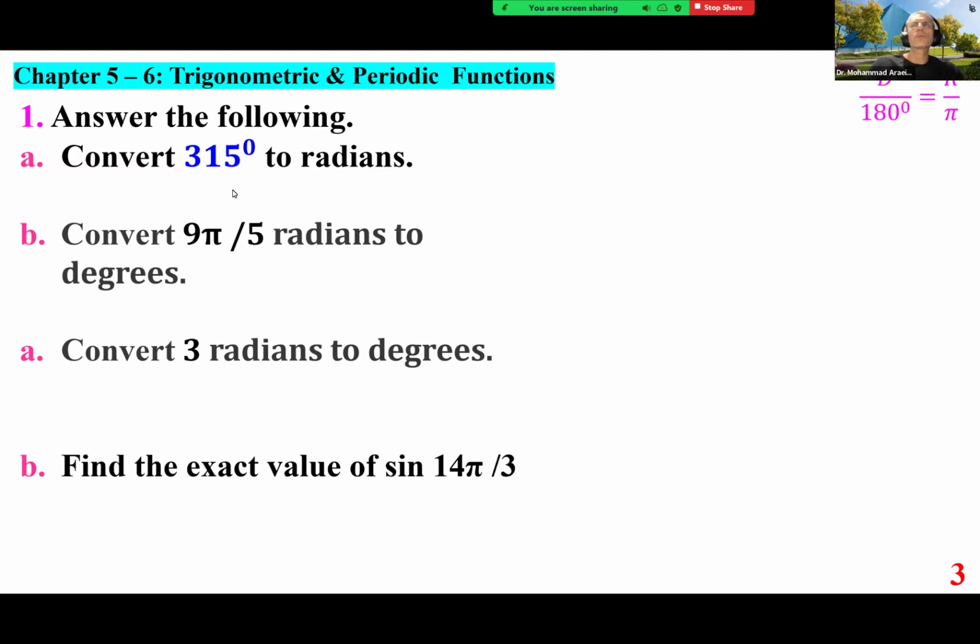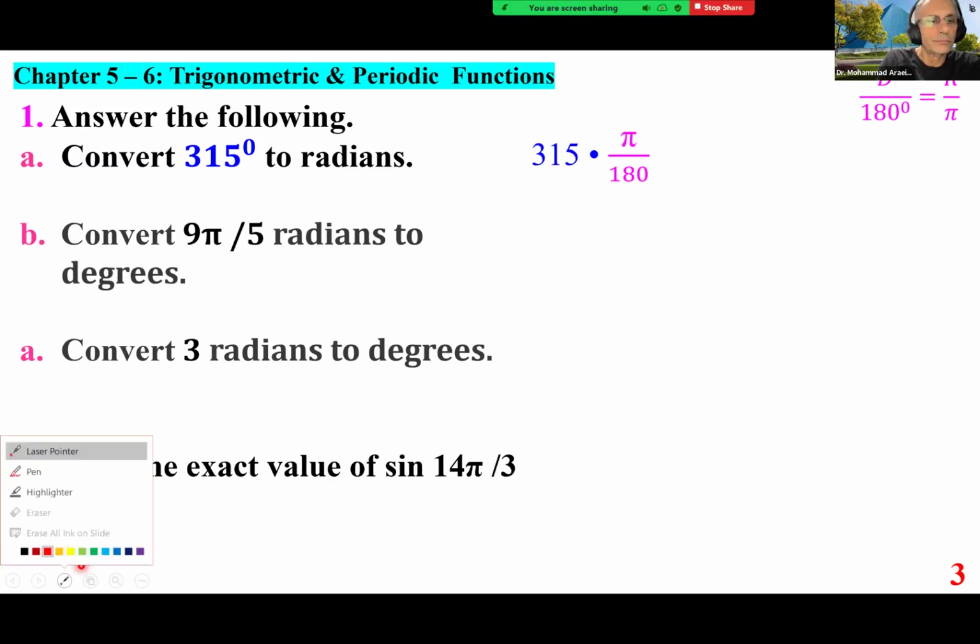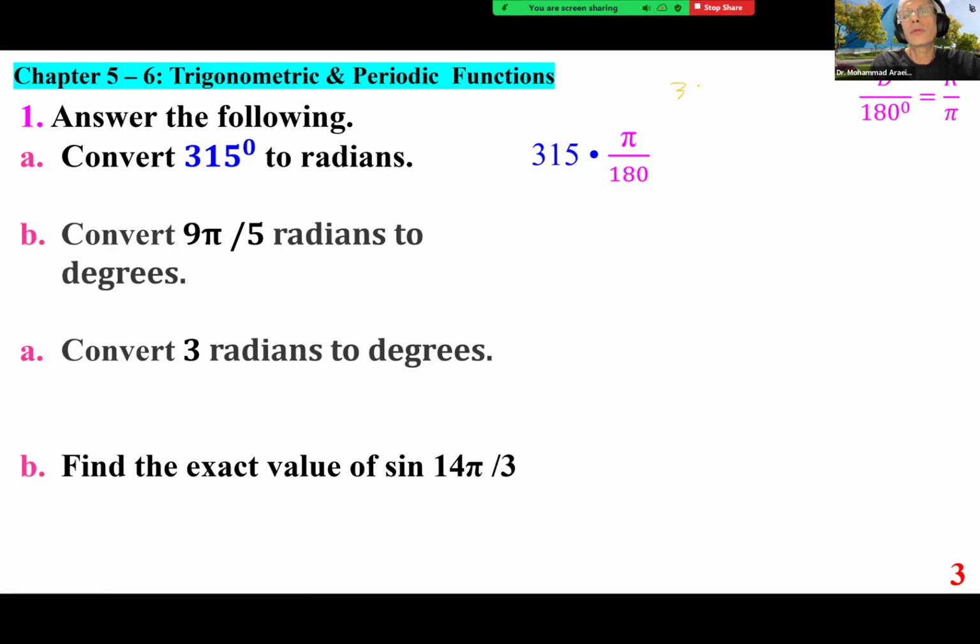Or for the degrees, you can multiply by pi over 180. For the radians, the reciprocal of that, 180 over pi. So in this case, either way will do the job. So 315 times pi over 180, or you can say 315 over 180 equals R over pi, and do the cross product. That means the same thing, okay? And you end up with 7 pi over 4.